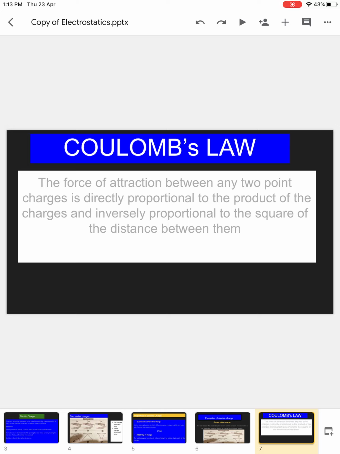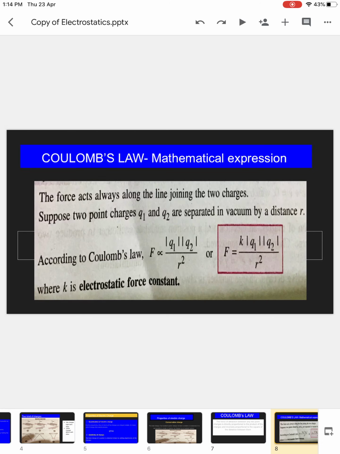Now next, Coulomb's law. Coulomb's law tells us that the force of attraction between two point charged particles is directly proportional to the product of the charges and inversely proportional to the square of the distance between them. These things will be clear if you look at the mathematical expression.